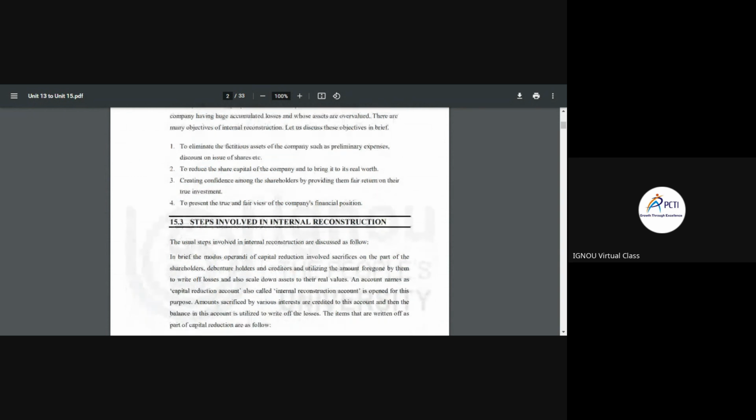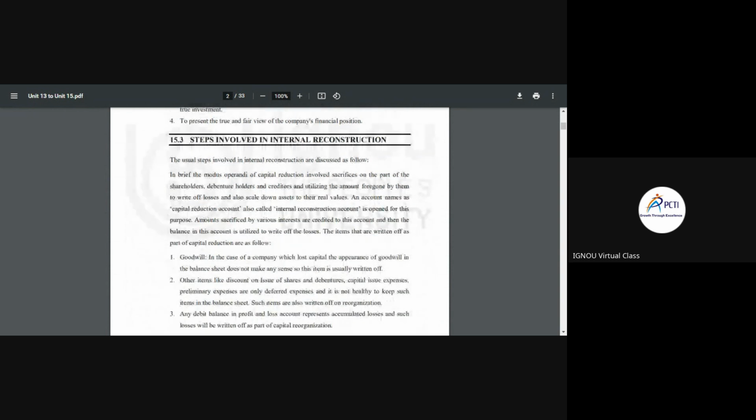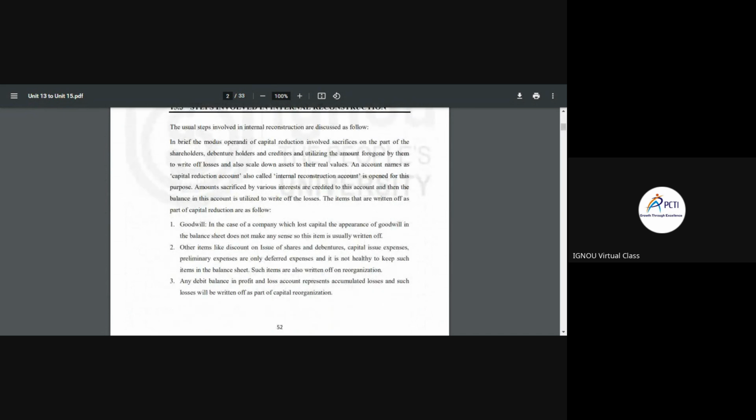Now, here are some steps involved in internal reconstruction. Basically, first of all, capital reduction involves sacrifice on the part of shareholders, debenture holders and creditors, and they have to utilize the amount foregone by them to write off losses and also scale down assets to their real values.